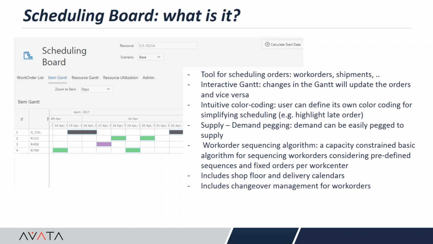What is it? Well, the AVATA scheduling board is an interactive Gantt chart, specifically designed for schedulers. So you see the timeline over here, the different items. This is an example of an item Gantt, and then on the horizontal axis they see the different work orders scheduled for the different items, and where they can move around those items, change quantities, change times, and so on.